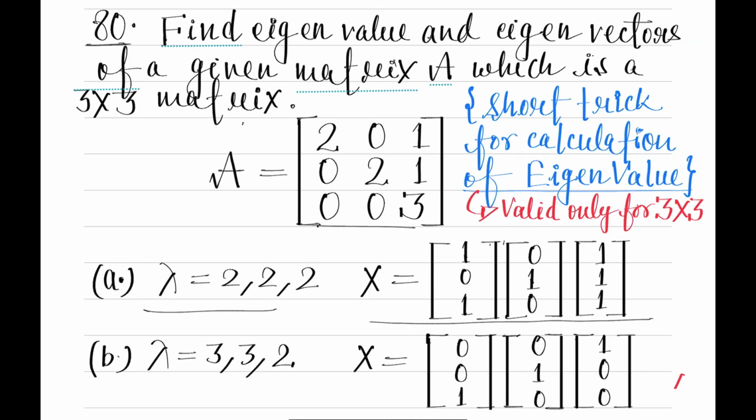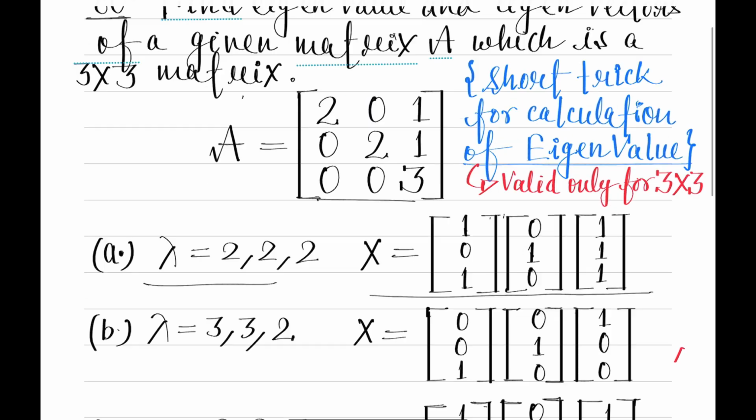Now in this problem we will use a short trick for calculation of eigenvectors, which is valid only for a 3 cross 3 matrix. We have already done it for a 2 cross 2 matrix. Now we will do it for 3 cross 3. From the definition of eigenvectors, we will write our characteristic equation, which is determinant of A minus lambda I is equal to 0.